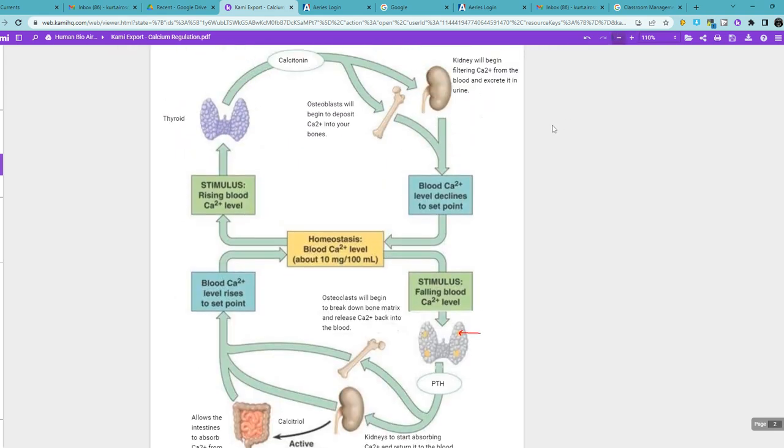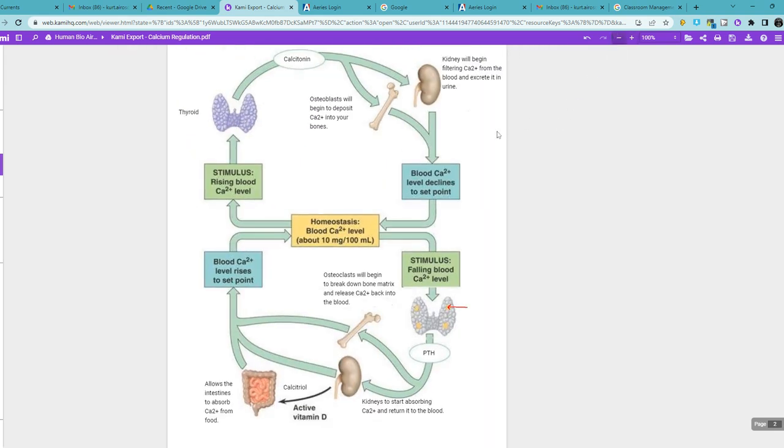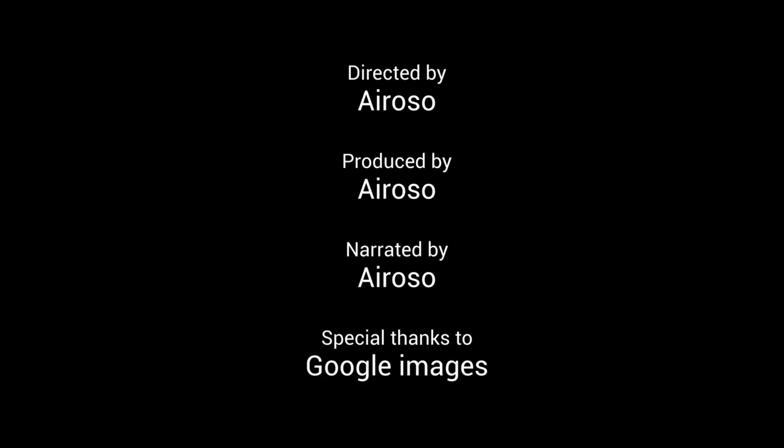All right, so let me go ahead and zoom out. If you want to take a still image of that, there you go. So there's your blood calcium regulation negative feedback loop. All right, hope you understand it, but we will be practicing it more.